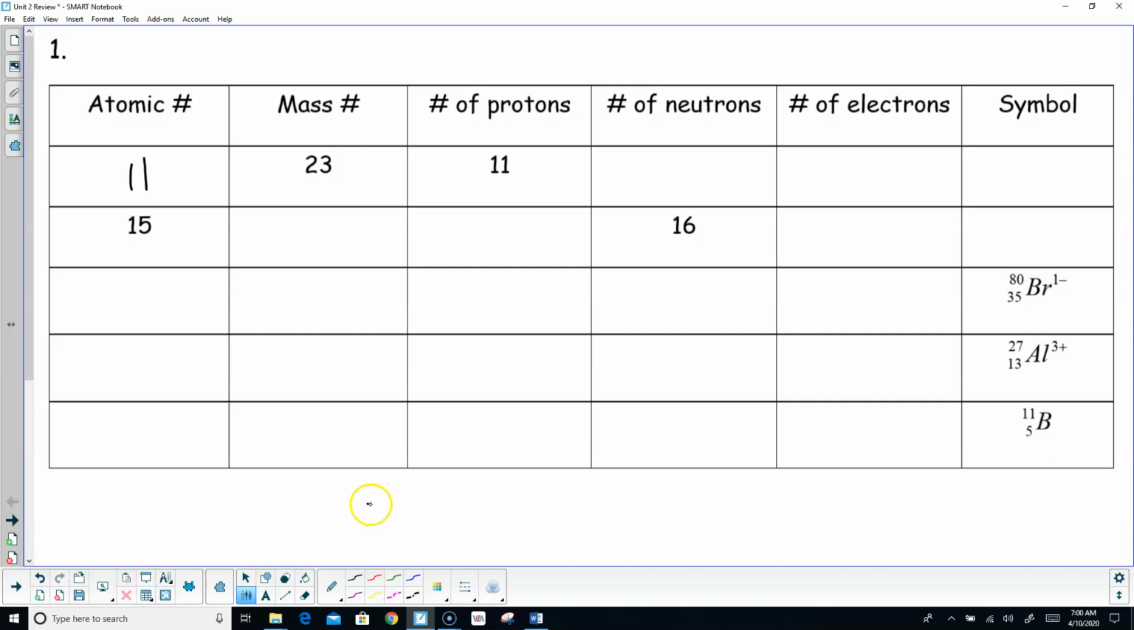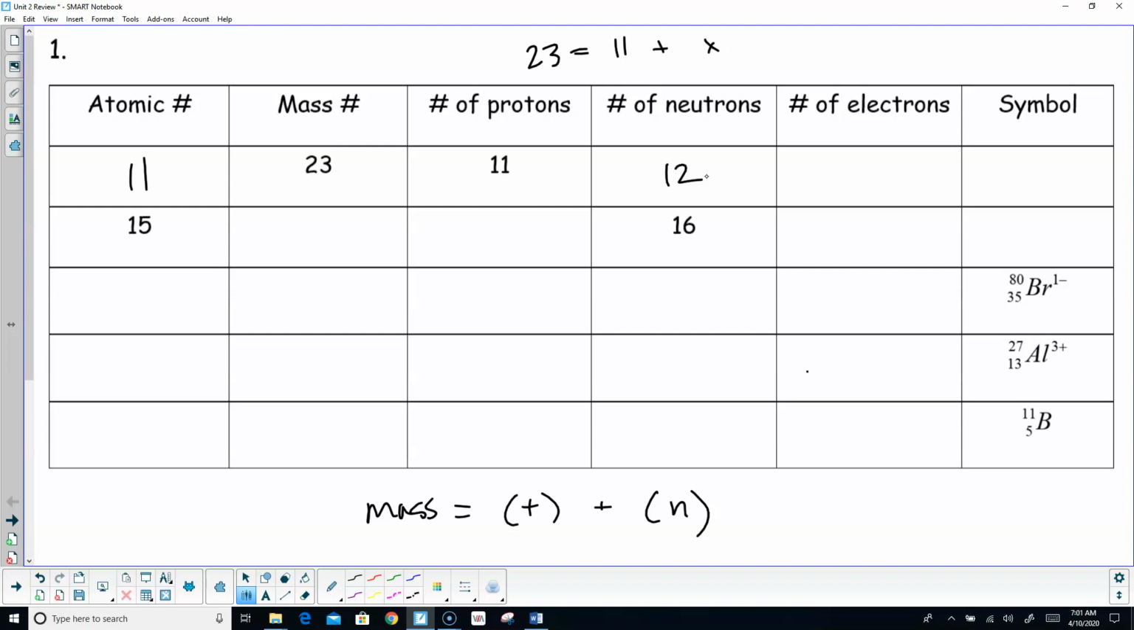You'll recall that the mass is equal to the proton number plus the neutron number, because electrons have no mass. So if I know the mass is 23 and I have 11 protons, basically what I'm doing is this: 23 equals 11 plus x. So we need to determine what x is. You subtract 11 from 23, there are 12 neutrons.